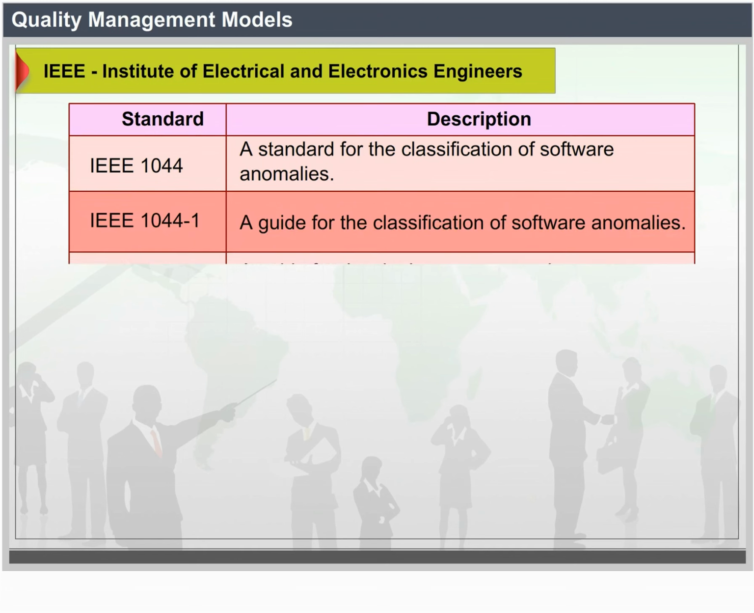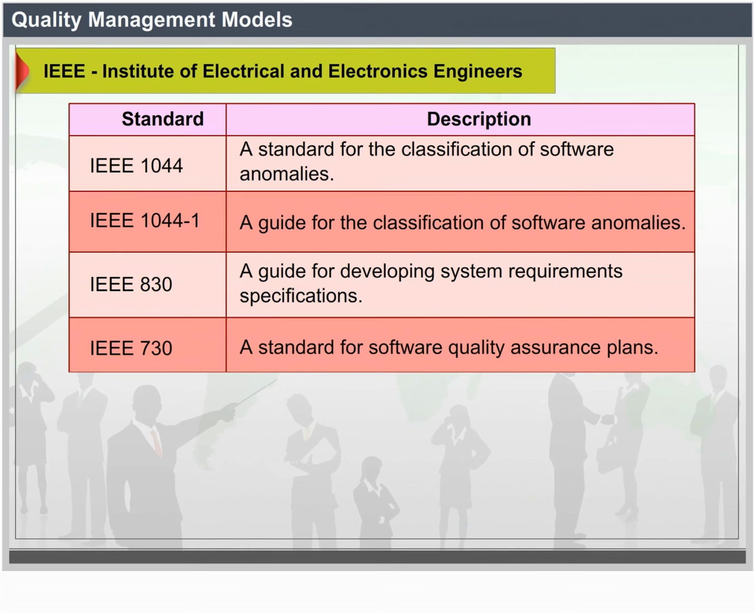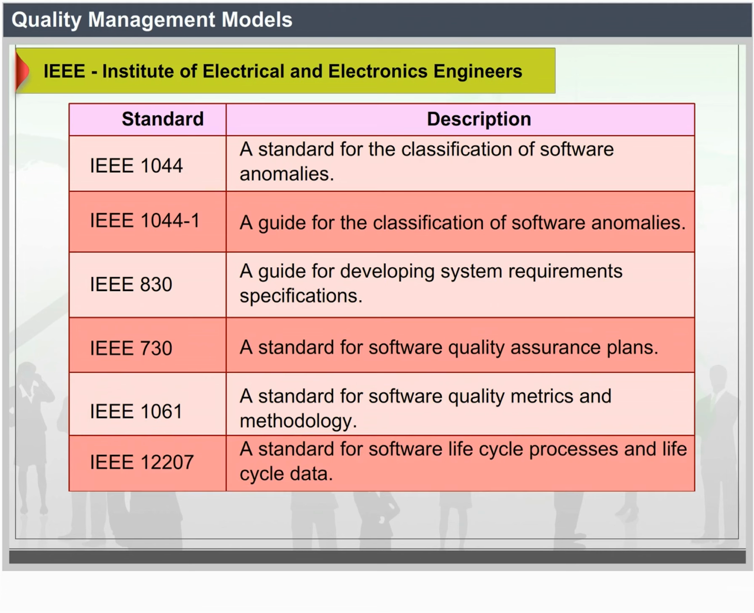IEEE 830, a guide for developing system requirement specifications. IEEE 730, a standard for software quality assurance plans. IEEE 1061, a standard for software quality metrics and methodology. IEEE 12207, a standard for software lifecycle processes and lifecycle data.